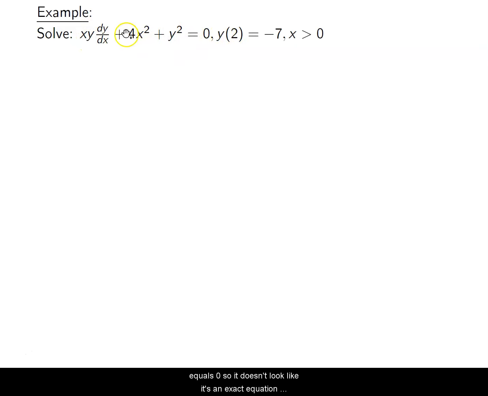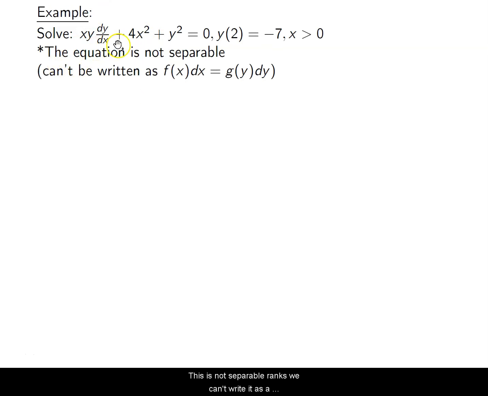So it doesn't look like it's an exact equation. However, again, remember, it won't always look that way. Sometimes you have to manipulate it first. So let's get it in the dy/dx form, right? So let's separate the dy and dx. So we'll multiply everything times dx. This is not separable, right? So we can't write it as a separable equation, which is very clear here because if we multiply times dx, I have x and y in a dy, and then 4x squared plus y squared times dx. So the x's and y's are mixed up with the dy and dx. There's no way for me to separate those, okay?